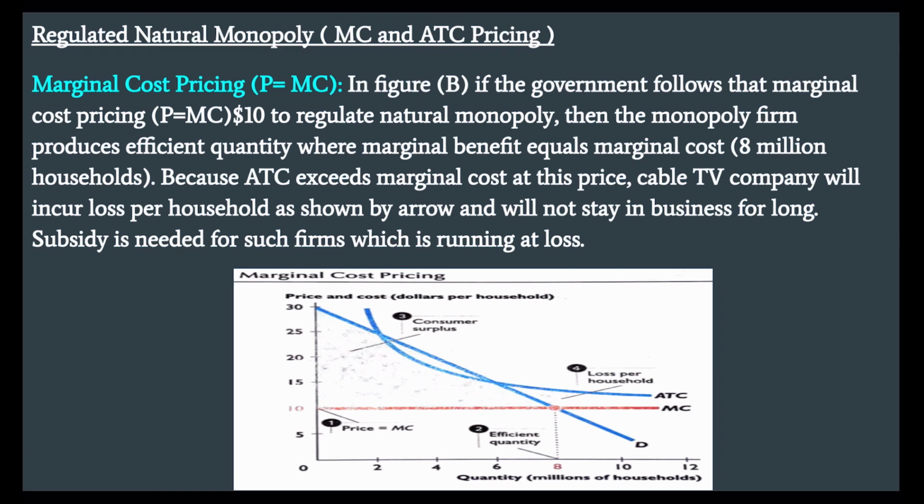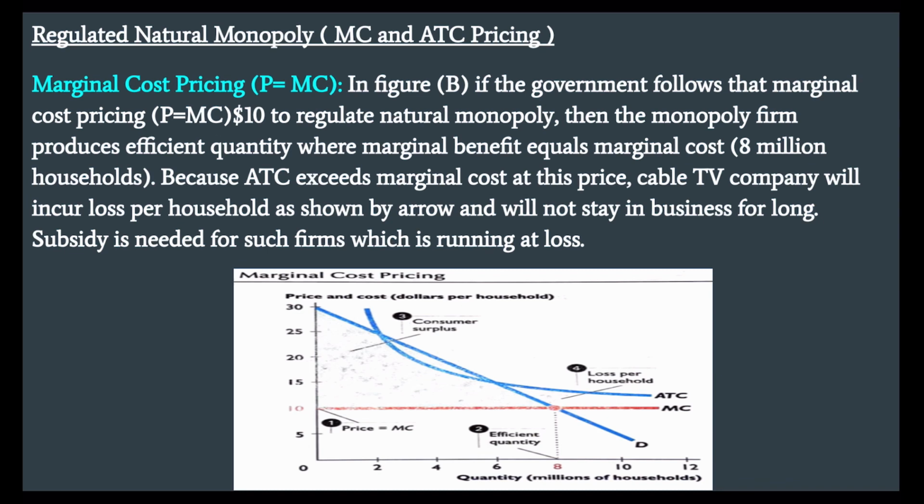Regulated natural monopoly, that is MC and ATC pricing. The first one is marginal cost pricing, P is equal to MC. In figure B, if the government follows marginal cost pricing, P equal to MC, $10, to regulate the natural monopoly, then the monopoly firm produces the efficient quantity where marginal benefit equals marginal cost, that is 8 million households.